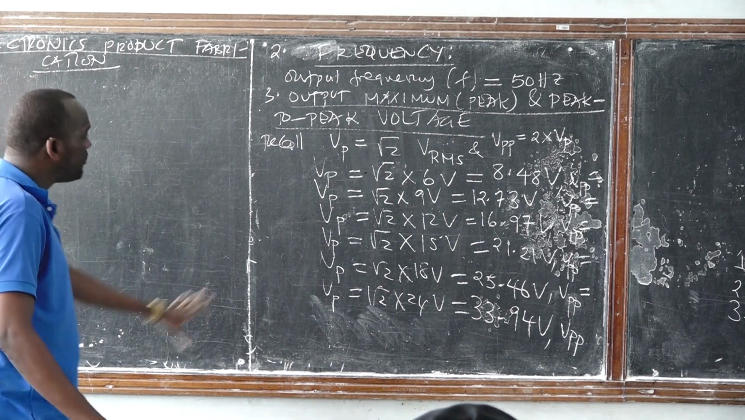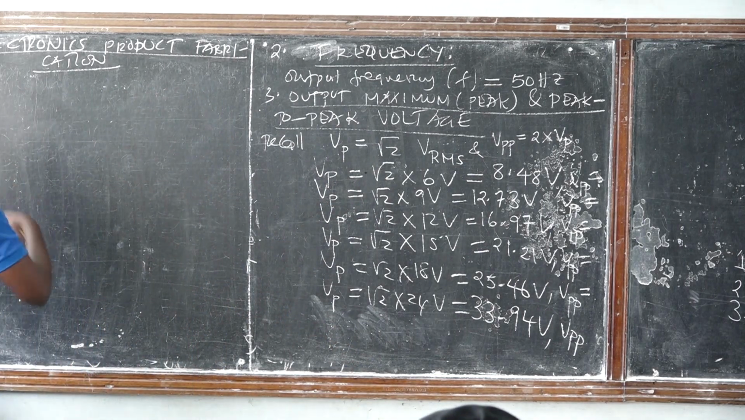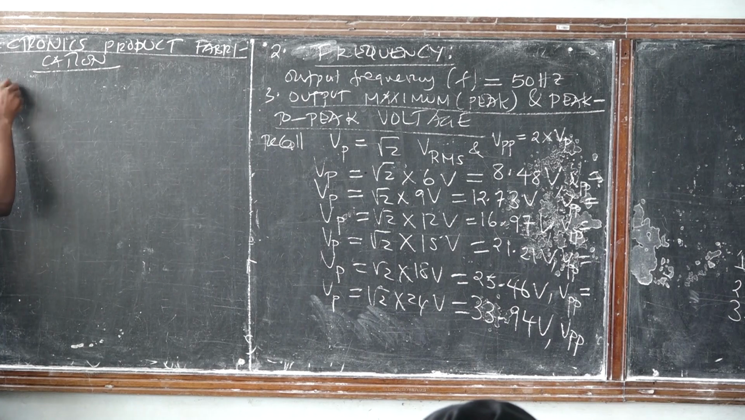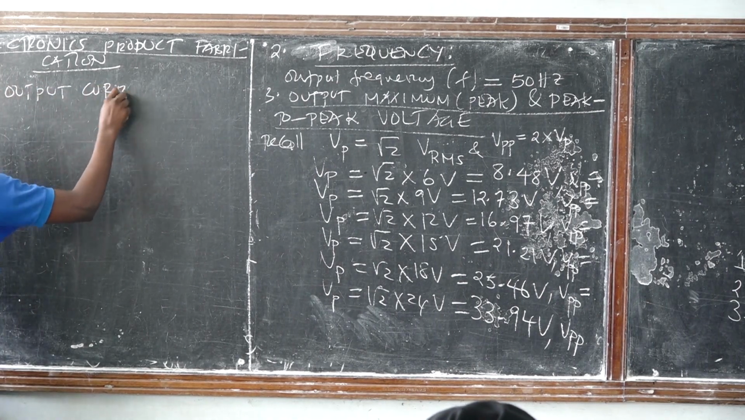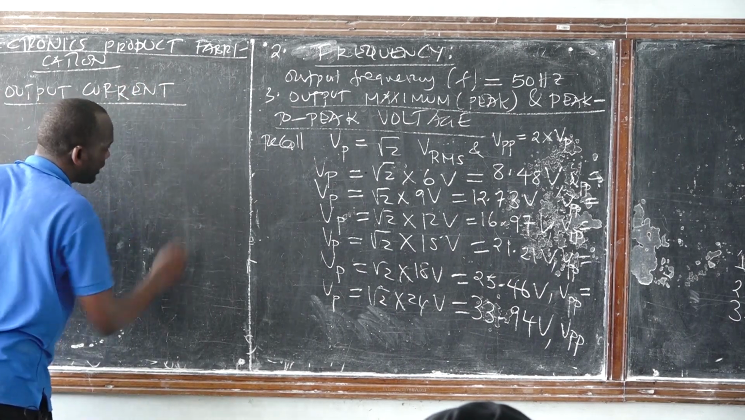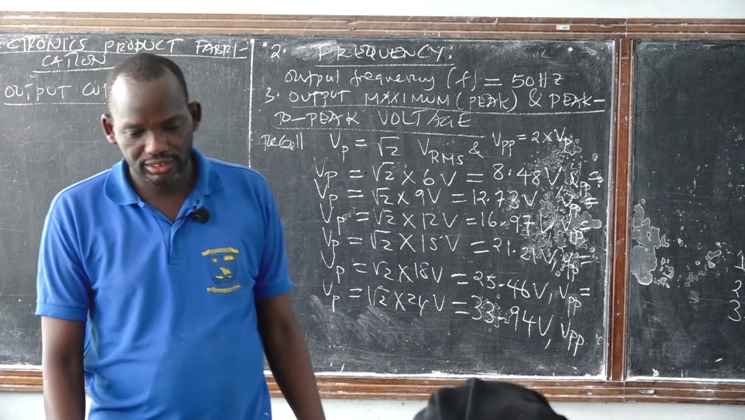So you are not limited to pick any of those parameters of that transformer. This is transformer 1, transformer 2, you're not limited. The first parameter is called the output current.